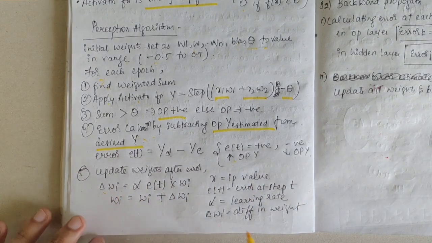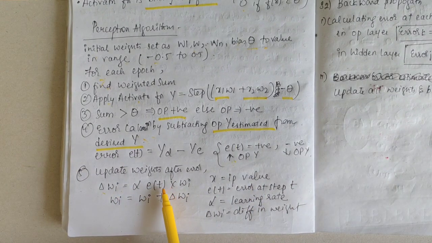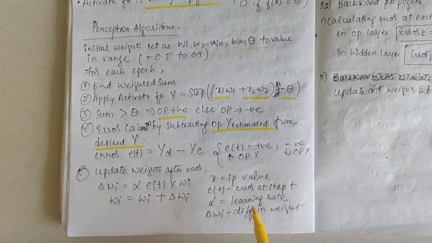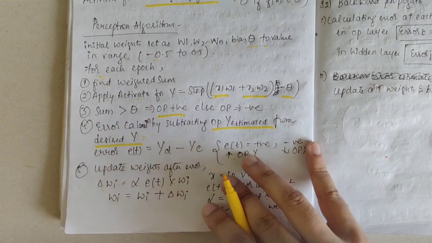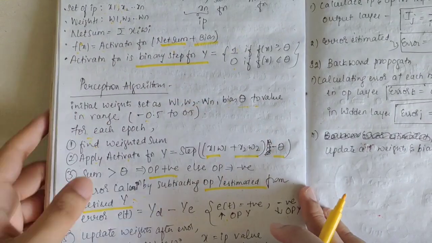So delta wi is equal to alpha times e of t times xi, where x is the input value, e of t is the error at step t, alpha is the learning rate, and delta of wi is the difference in the weight. So this was about the perceptron algorithm.